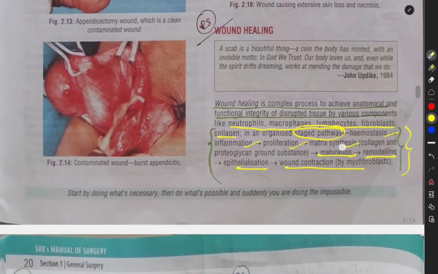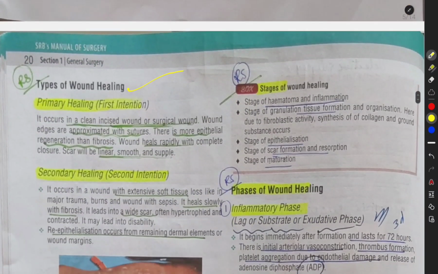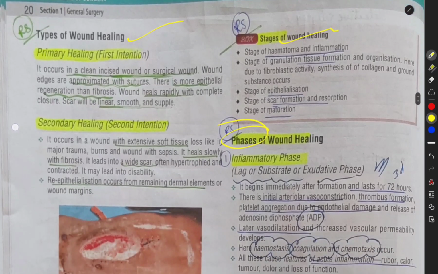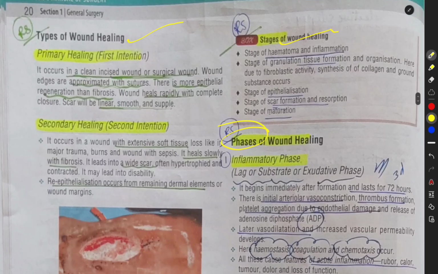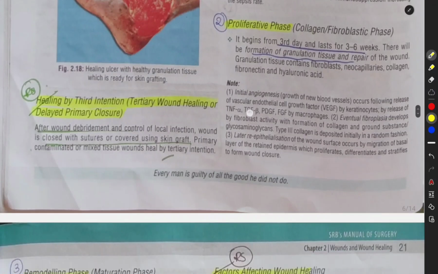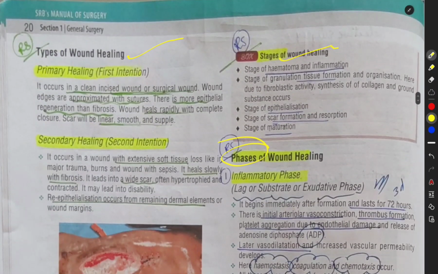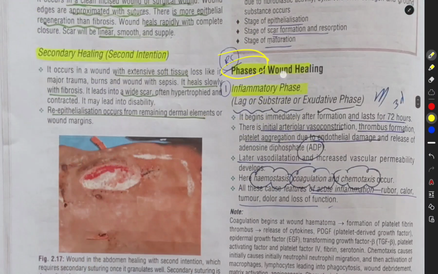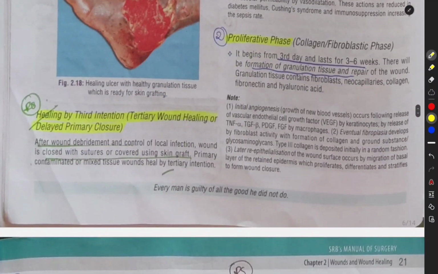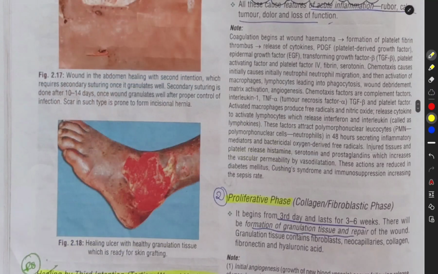But in wound healing, the most important things are type of healing, the stages of wound healing, and the phases of wound healing, and then at last comes the factors of wound healing. So, what is the types of wound healing? There are 3 types of wound healing: primary healing, secondary healing, and then healing by third intention. Primary healing is also called first intention, secondary healing which is secondary intention, and then the healing by third intention can also be called as tertiary wound healing or delayed primary closure.